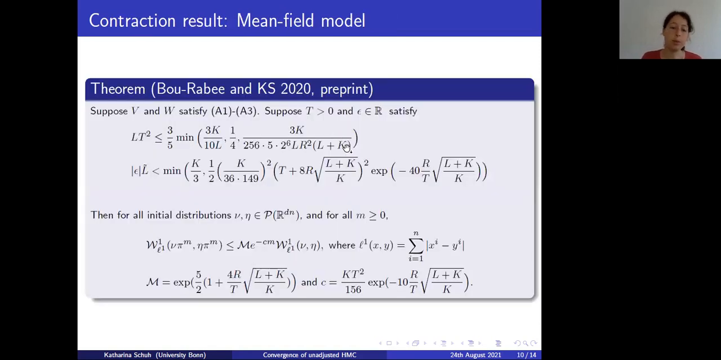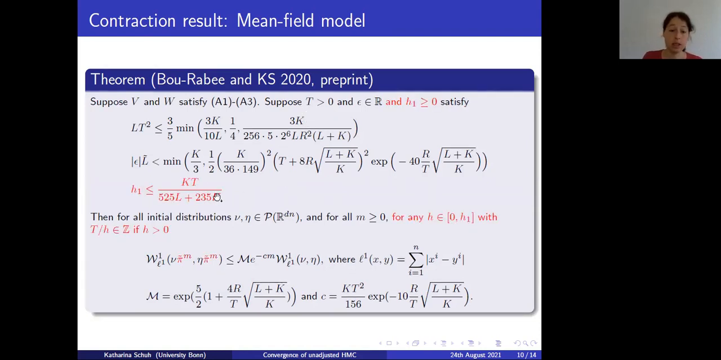And with this coupling, we were able to prove contraction in Wasserstein 1 distance with respect to the distance L1 here, which is just the sum over all particles, provided T is sufficiently small and that the interaction is not too large. And you can see now that both conditions do not depend on the number of particles. And we also showed this for the unadjusted HMC, provided the discretization step is sufficiently small.